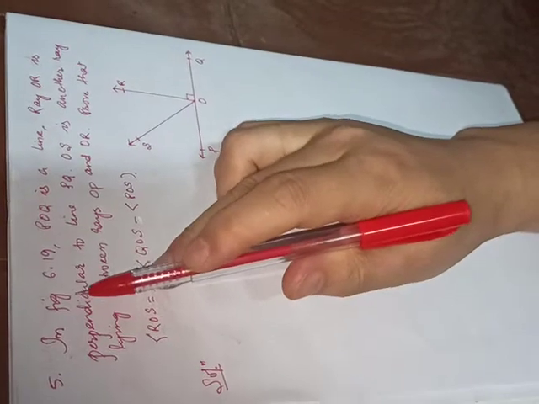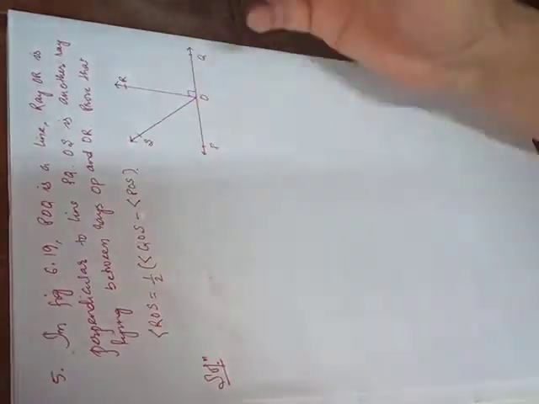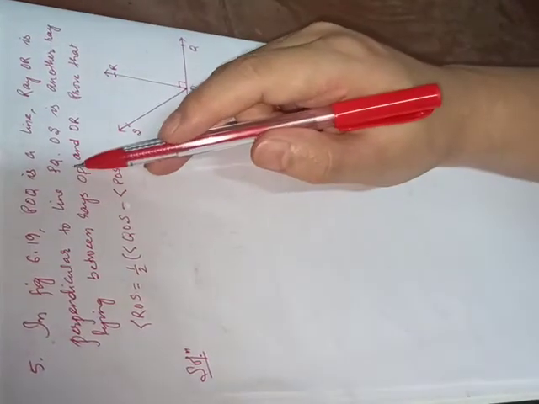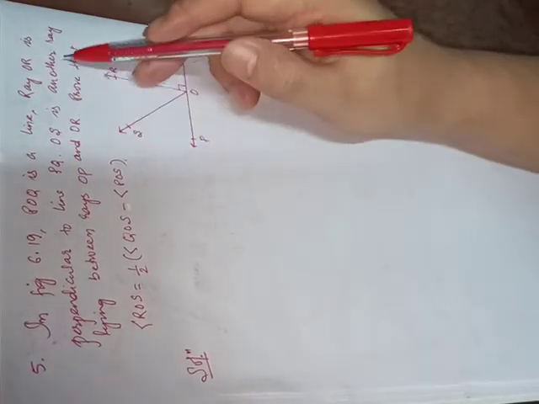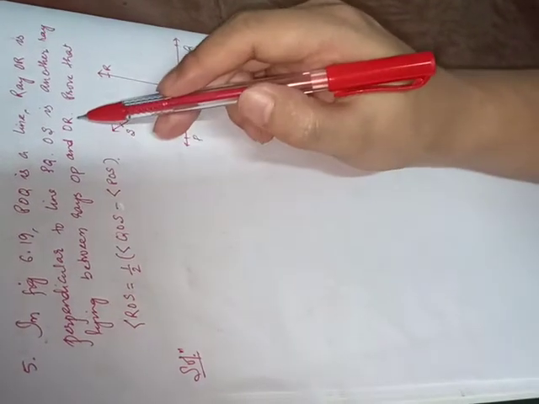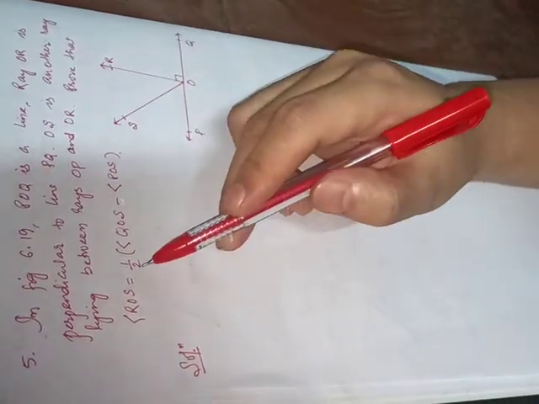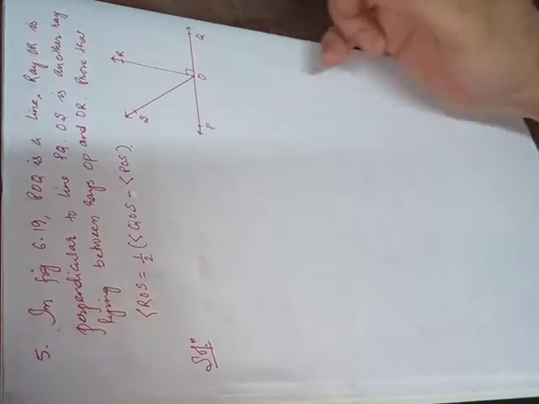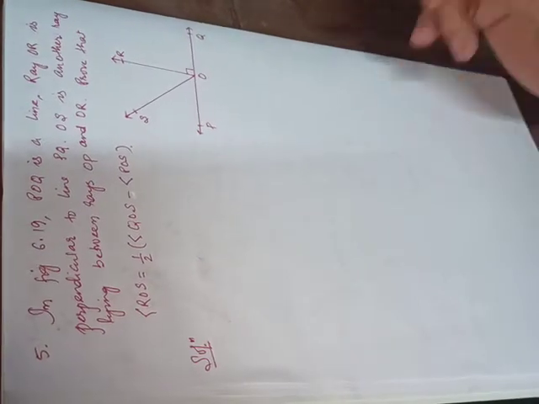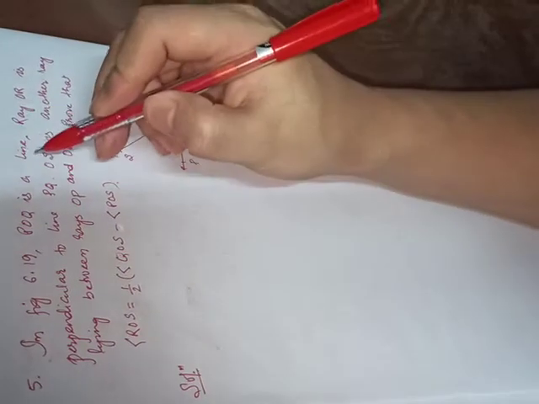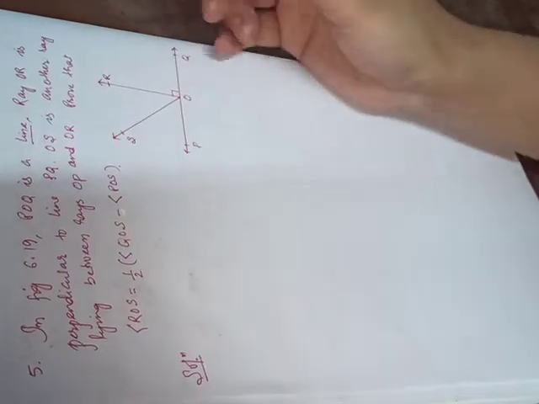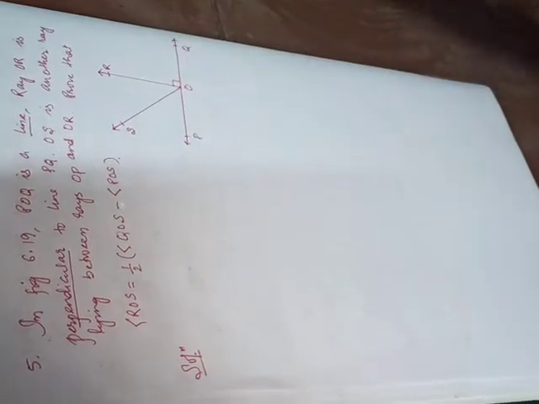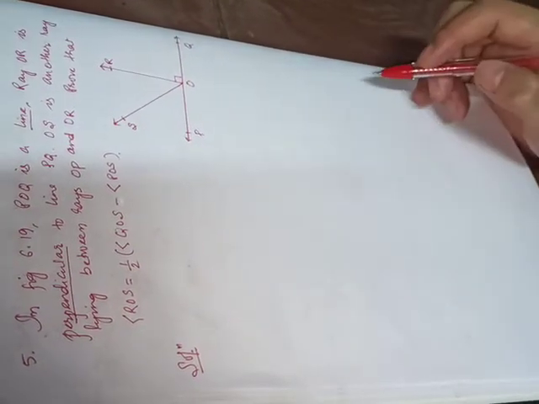The question says in figure 6.19, POQ is a line. Ray OR is perpendicular to the line PQ. OS is another ray lying between OP and OR. Prove that angle ROS is half of angle QOS minus angle POS. So what I want you to pay attention to here is that POQ is a line. So a line means it is a straight line, so 180, and perpendicular. So the term perpendicular here means the angle is always 90 degrees, correct?